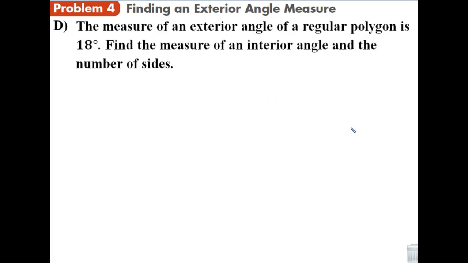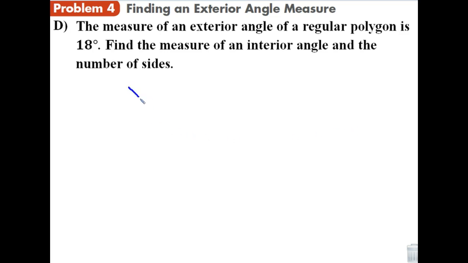Part D, we have one more example of an exterior angle problem. This one says the measure of an exterior angle of a regular polygon is 18 degrees. Find the measure of an interior angle and the number of sides. So there are a few places we can start here. I'm going to start off with the interior angle part.